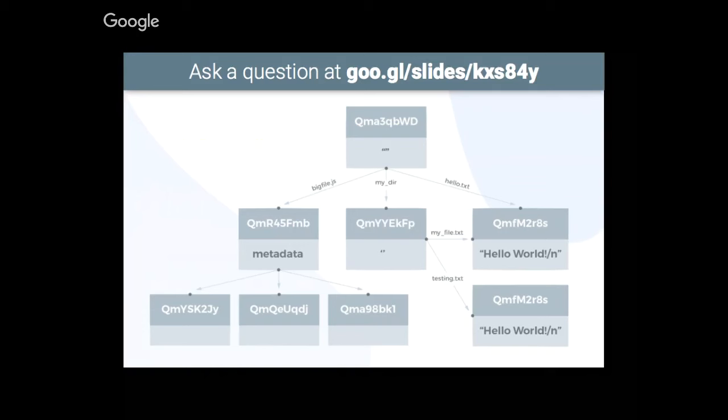Okay, lastly, on the bottom left, we have our big file, which has been chunked into three smaller pieces, each of which has its own CID, and which together form the larger file.